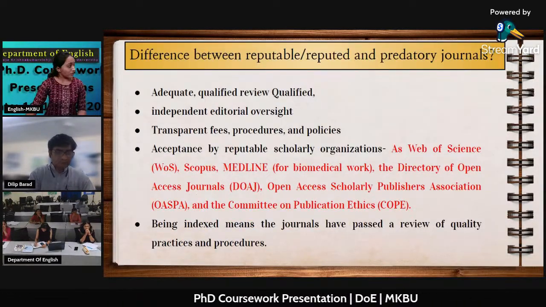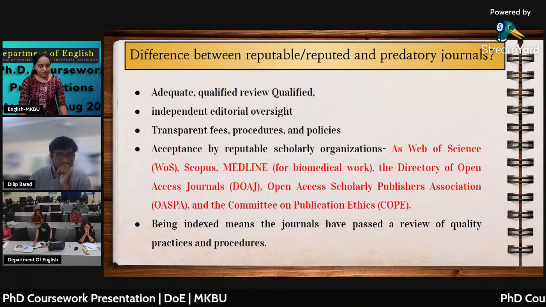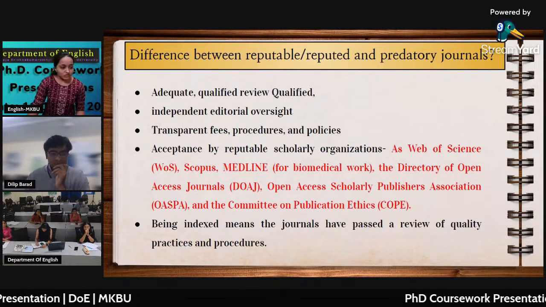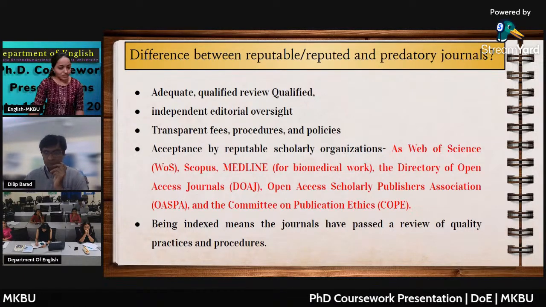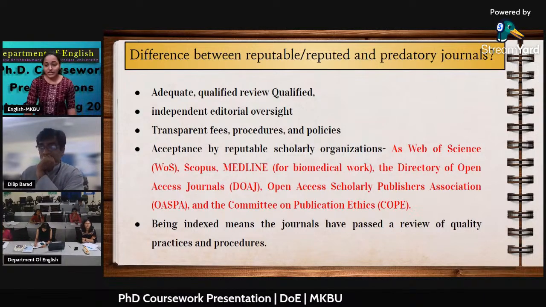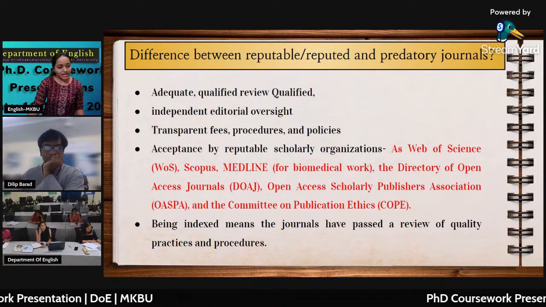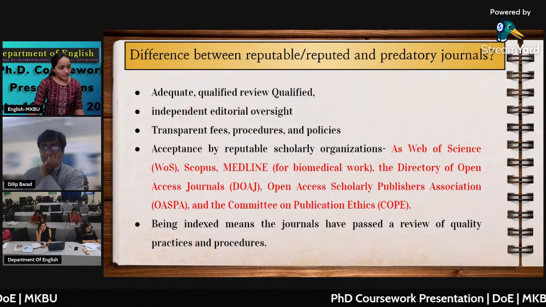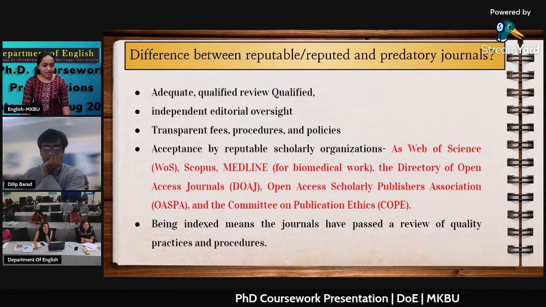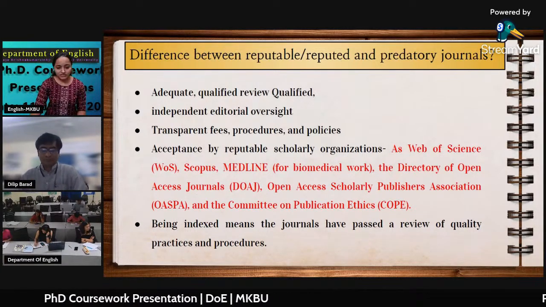Difference between reputed and predatory journals. What is the difference between both? Reputable journals are adequate, qualified journals. They have independent editorial oversight and transparent fees. They are taking fees, but those are transparent and not more than enough. Then procedures and policies are followed by UGC CARE listed and reputable journals.